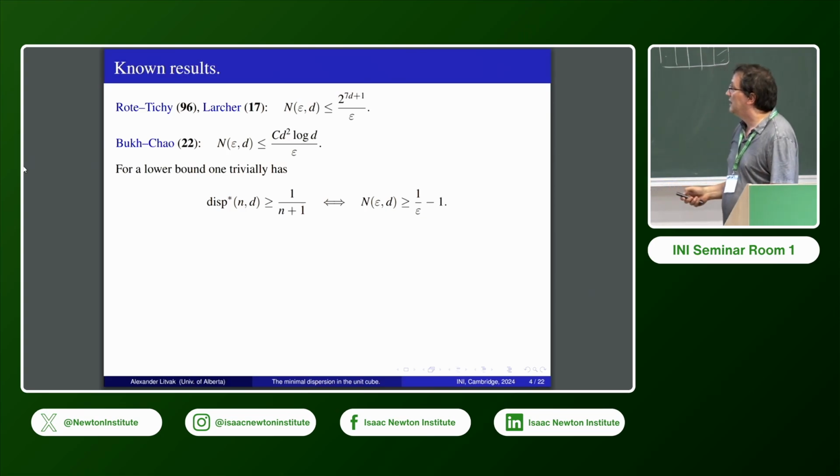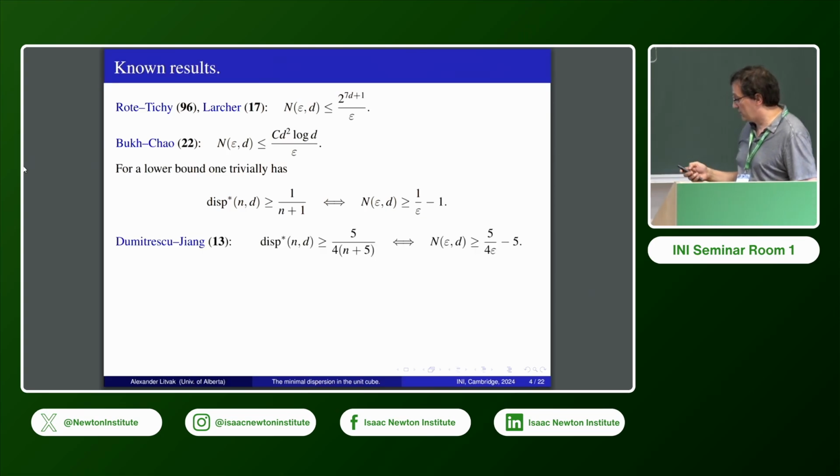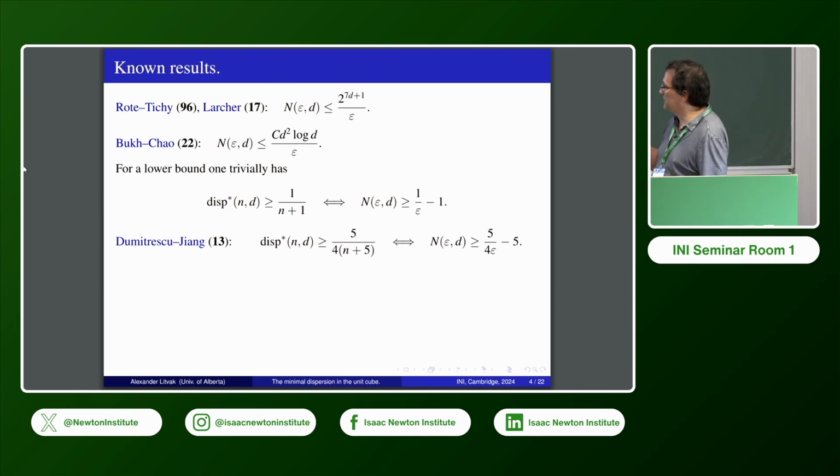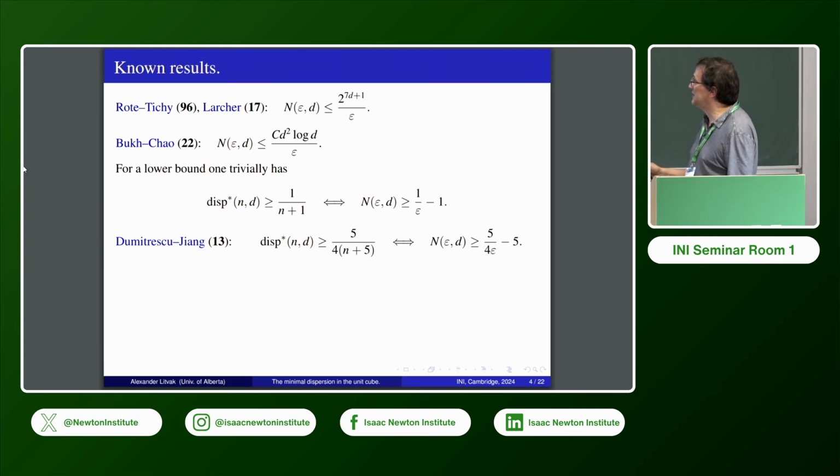And there was a work of Dumitrescu and Jiang, who slightly improved it. It's already much less trivial to get a constant here larger than 1. But for me, constants are not important, so for me it's more or less the same result.